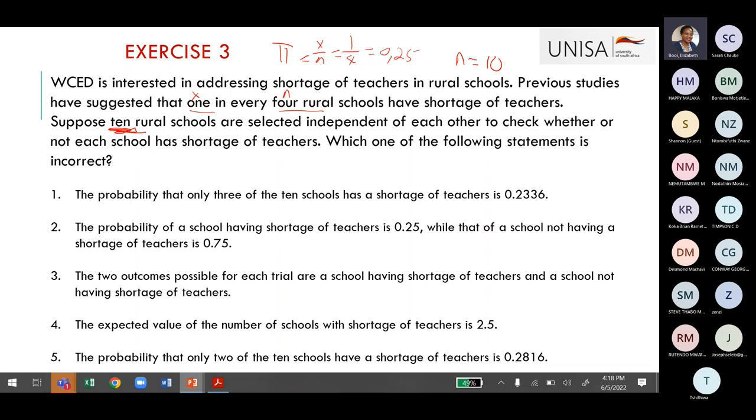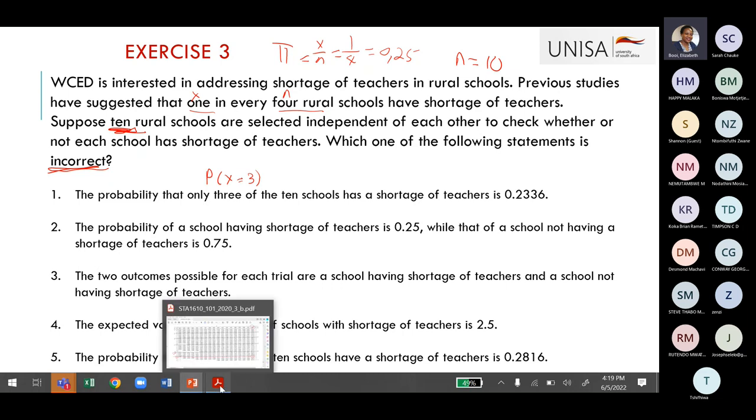Which one of the following statements is incorrect? So we know that our probability of success is shortage of teachers, because it's what the researcher is interested in. Number one, the probability that only 3 out of 10 have a shortage, meaning find the probability that X is equal to 3, where N is 10, and our pi is 0.25. So you will go to the table.